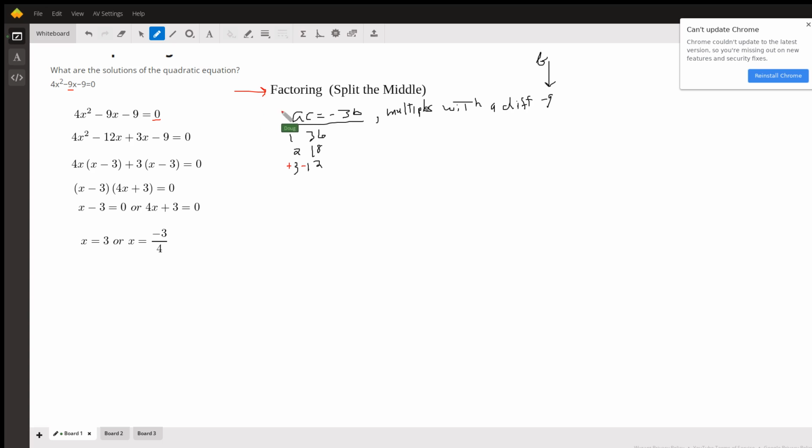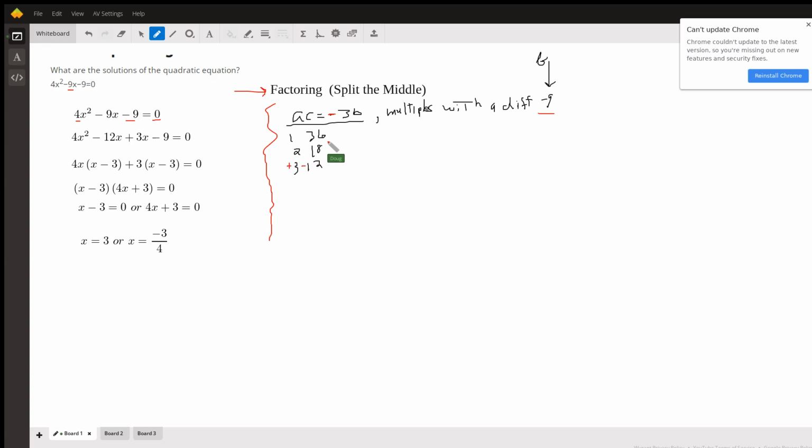The split the middle method says, hey, let's find the product of A times C, where A is 4, C is minus 9, that's negative 36. The fact that this is negative says that the multiples must have different signs, and so we want the difference between the multiples to be negative 9, whatever the value of B is. If this is a plus sign, the multiples have to have the same sign, and we'll add up to whatever B is. So you start listing the multiples of AC, and by the way, this is kind of an indication of what I've done on my scrap paper.